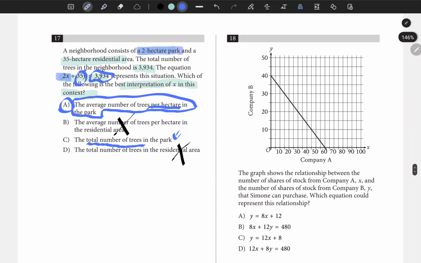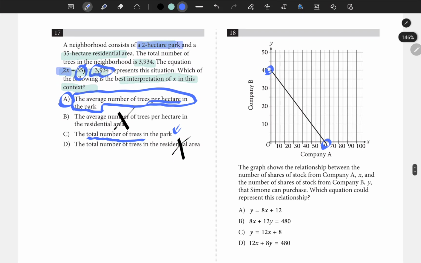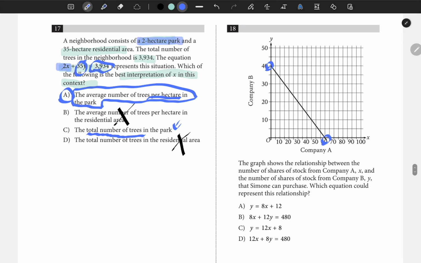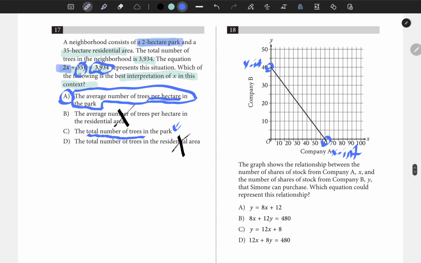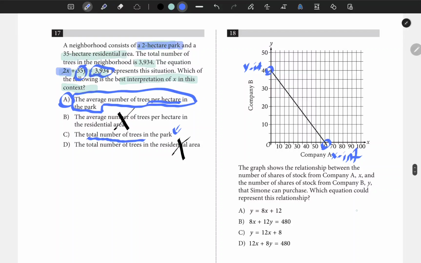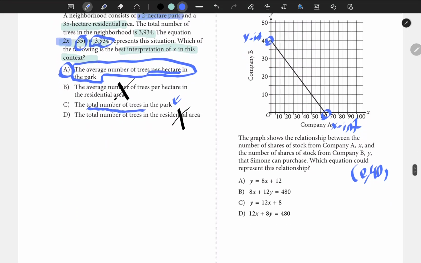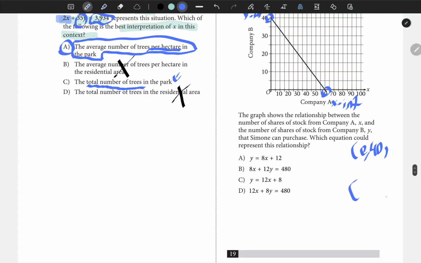Now for 18, that one's also kind of tricky, but what I would do is look at my 2 endpoints, my y-intercept and also my x-intercept over here. We're going to be using those 2 values. So the first one is going to be 0 at 40, and then the other one is going to be 60, 0.